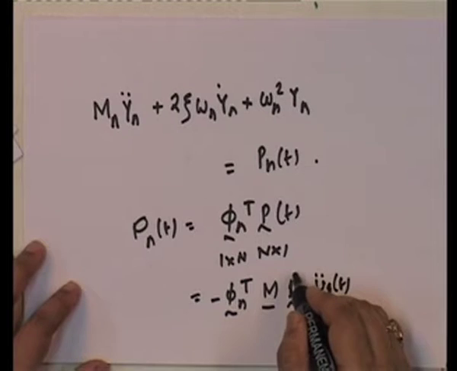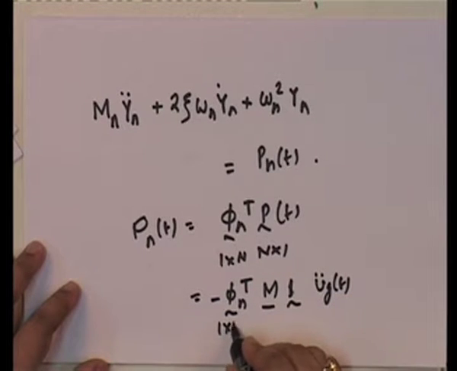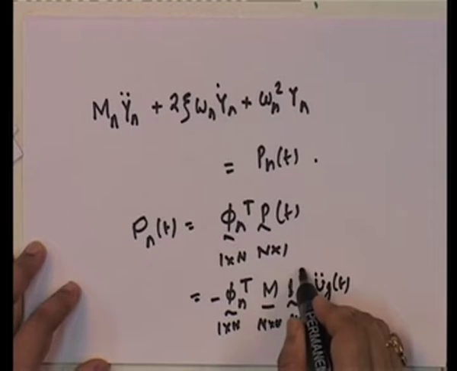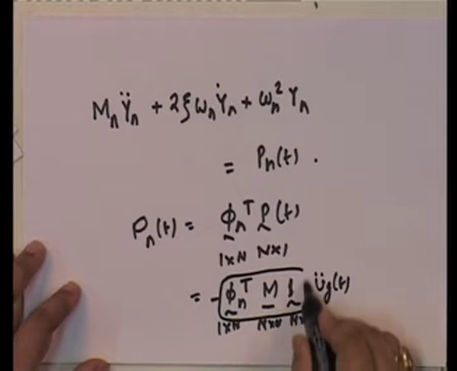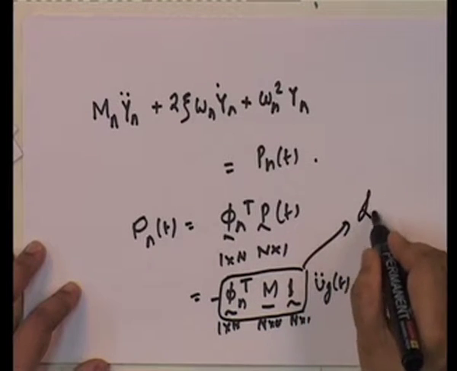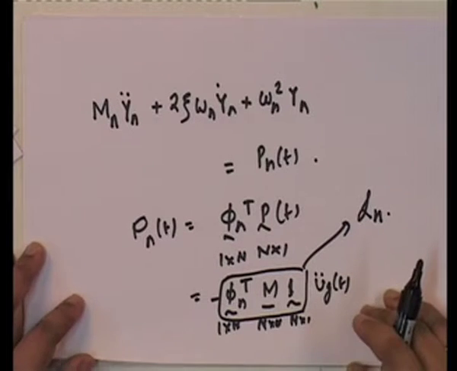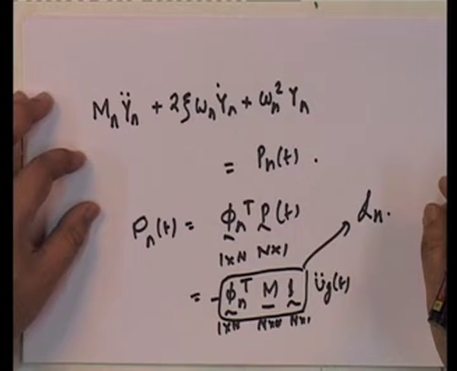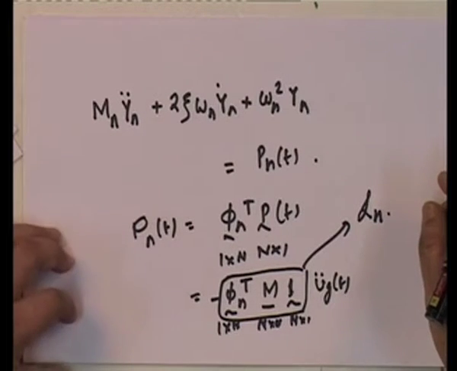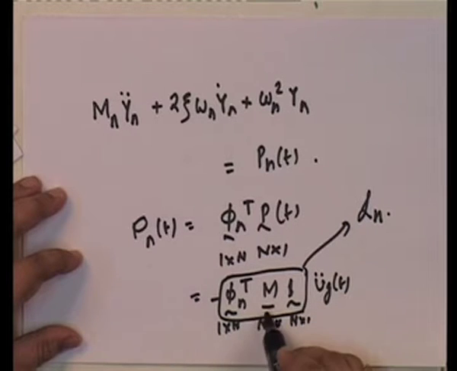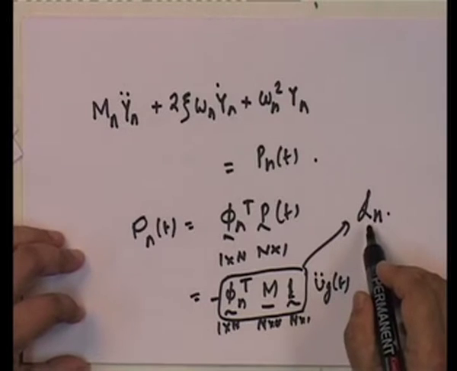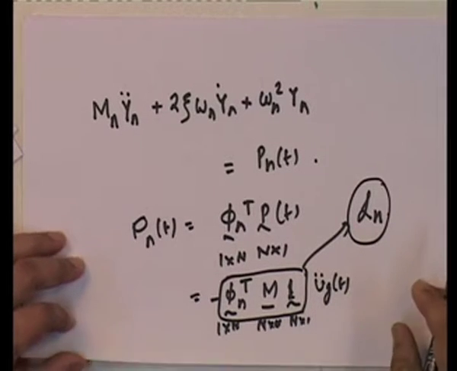And if I look at this, this is a 1 by n, this is a n by n, this is a n by 1. So, we do get a scalar. This is a scalar, and this term we call as Ln. Remember yesterday when I solved that specific problem, I had defined that the base shear was given by Ln. So, this same phi n transpose m into 1, this is Ln. This is the same Ln that we defined yesterday.